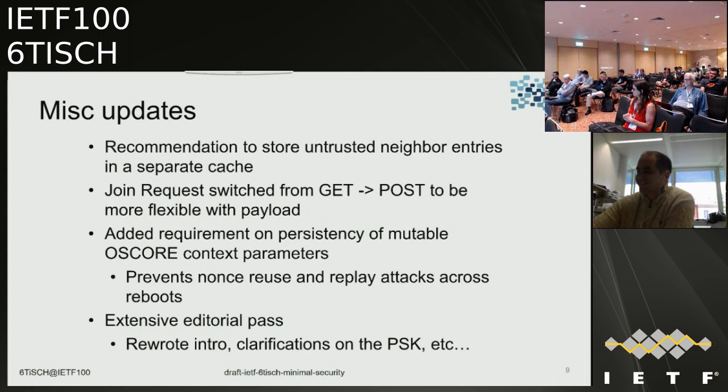Other than that, we added some recommendations to store untrusted neighbor entries in a separate cache, as there would be a possibility to flood the joint proxy with malicious pledges and basically do a denial of service on the joint proxy if the joint proxy would keep the entries from the network and from the untrusted pledges in the same neighbor table. We switched the join request from GET to POST in order to be more flexible with payload in the join request down the road.